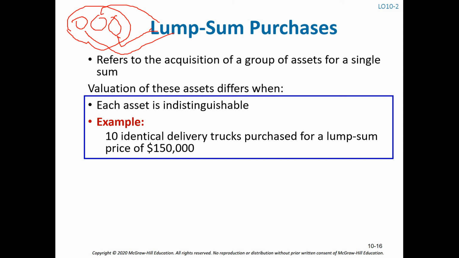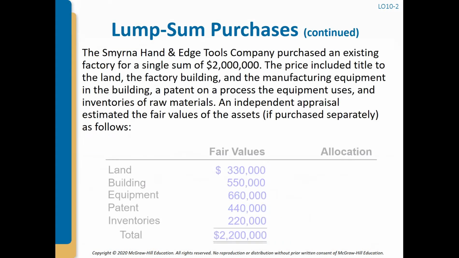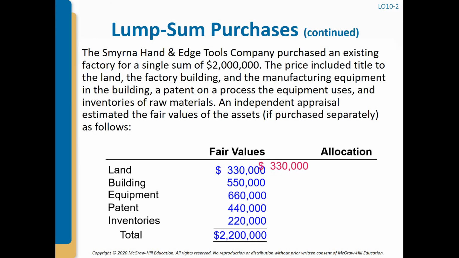Each asset is indistinguishable in that case, for example 10 identical delivery trucks purchased for a lump sum price of 150,000. Let's see what the other case is. The assets have different characteristics and different useful lives, for example, acquisition of a factory that includes assets that are significantly different, such as land, building, and equipment. Okay, and here is an example.